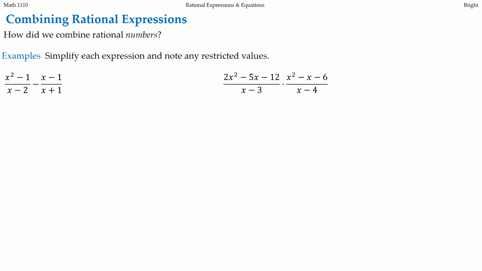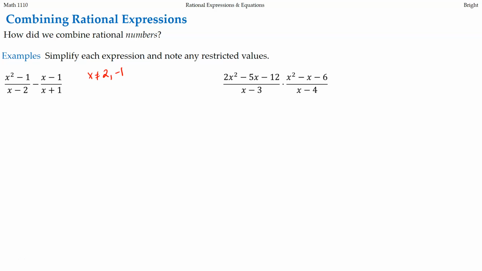Okay, so it says simplify each expression and note restricted values. So now the restricted values are actually going to come from whatever makes any denominator equal to 0, and I mean any denominator. So in this first one, the restricted values are going to be x cannot equal 2 and -1. Okay, so just keep that off to the side, and then we'll use that later when we're solving rational equations.